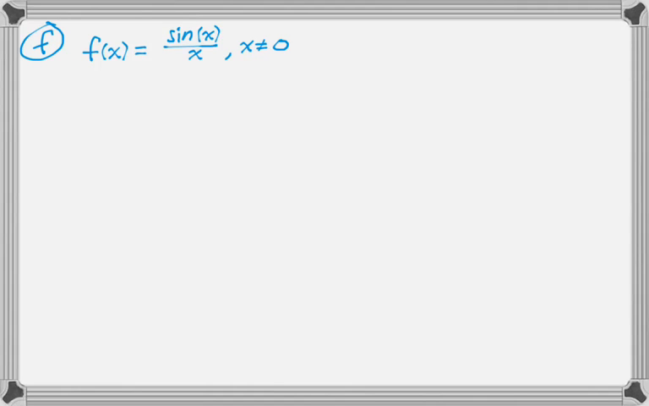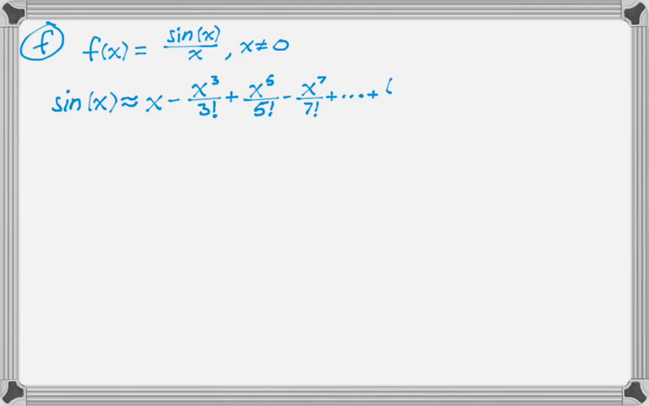So here we have sine of x over x. Do the same thing we did. I'm going to write down sine. Sine is odd, so you only get odd powers. So I'm going to start with x and then alternate: x cubed over 3 factorial, plus x to the 5th over 5 factorial, minus x to the 7th over 7 factorial, and then we have our general term. Okay, and now what I want to do is take everything and divide through by x.